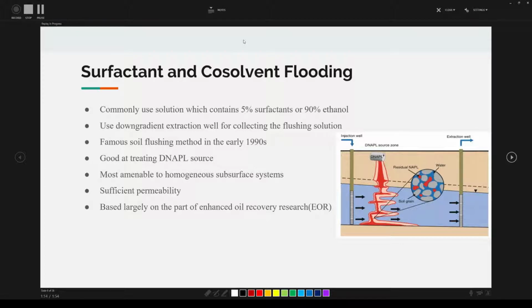One main advantage of using this method is that it is most amenable to homogeneous subsurface systems, because it has sufficient permeability to permeate the aquifer and the contaminant sites to catch all the contaminants. And it is based largely on enhanced oil recovery research from previous years, so it is a really basic, well-founded solution for the in-situ soil flushing process.